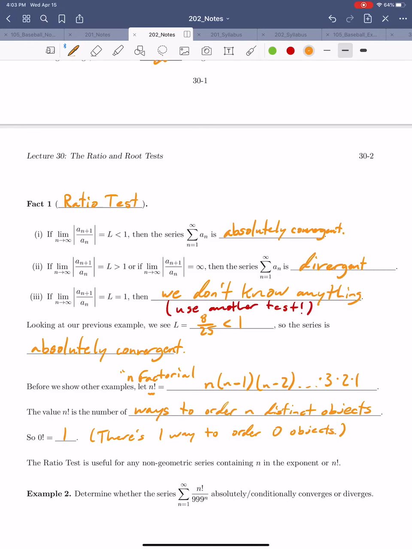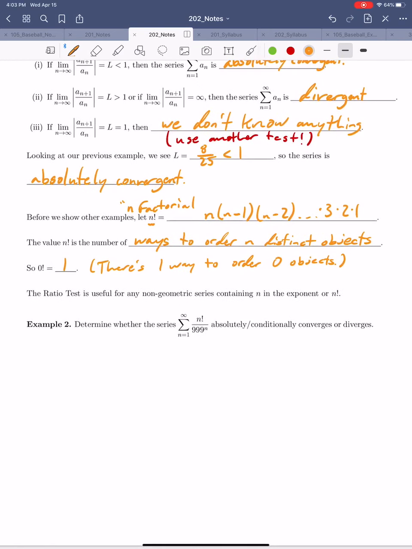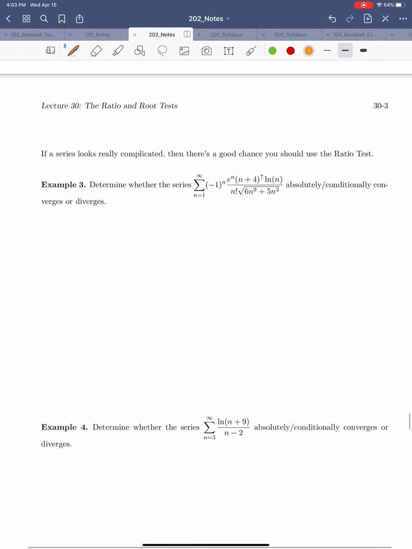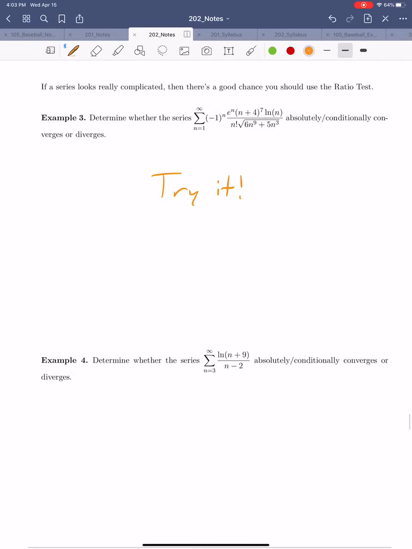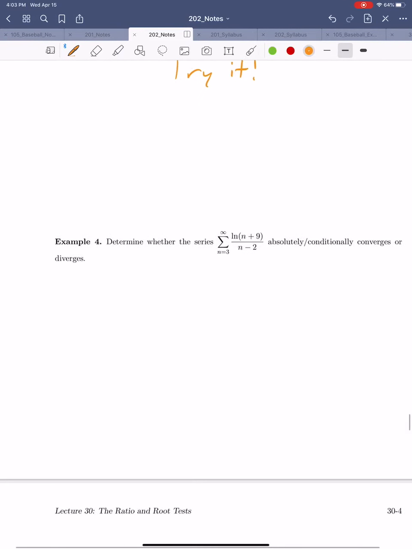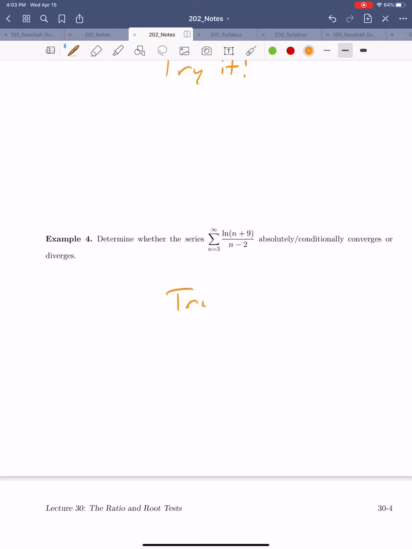So the ratio test is useful anytime you see a factorial in your general term. It's also useful anytime you see an exponential term. So I'm going to leave example 2 to you. And I will just say that if a series general term ever looks really complicated, there's a good chance the ratio test will handle it just fine, and that it won't be quite as complicated as you think. So try example 3, and maybe try example 4 as well.